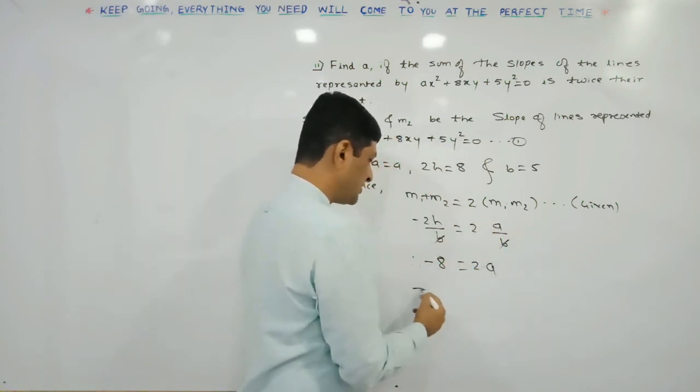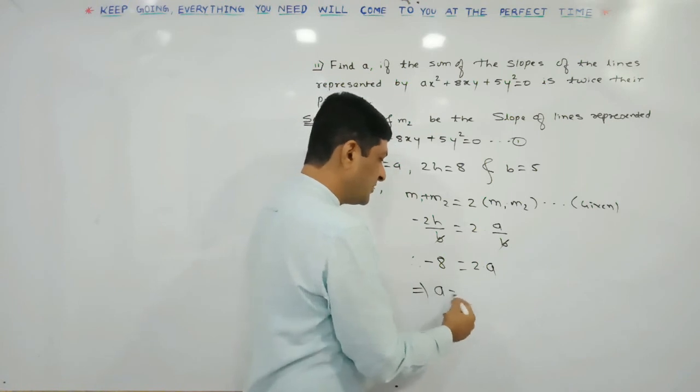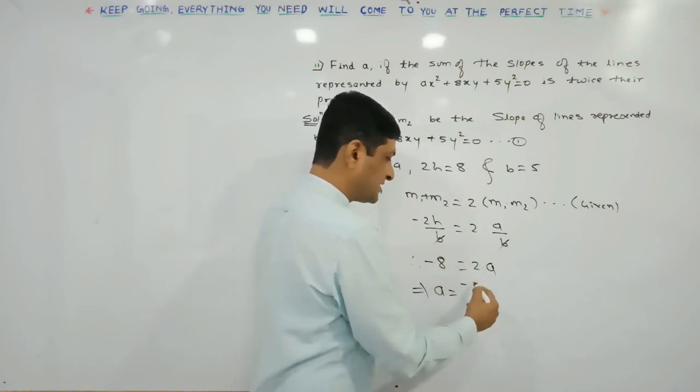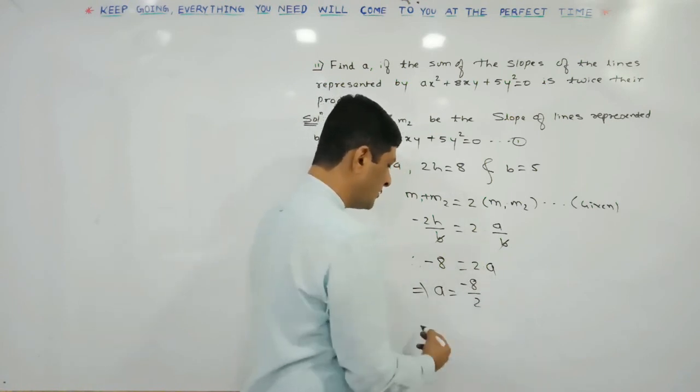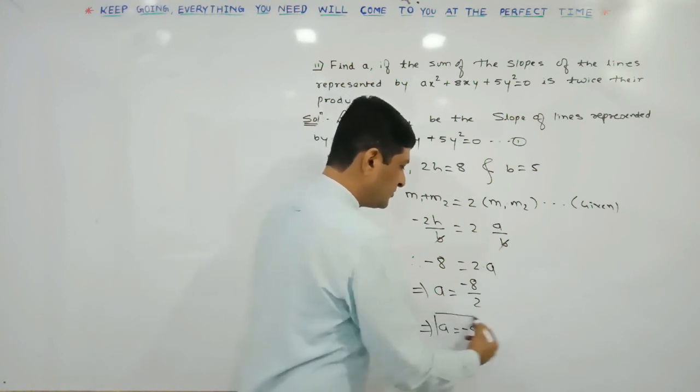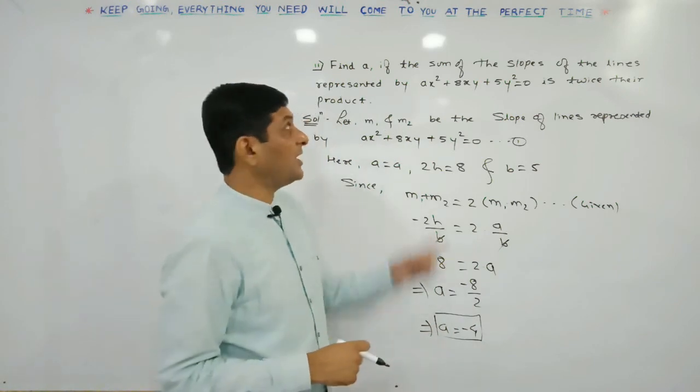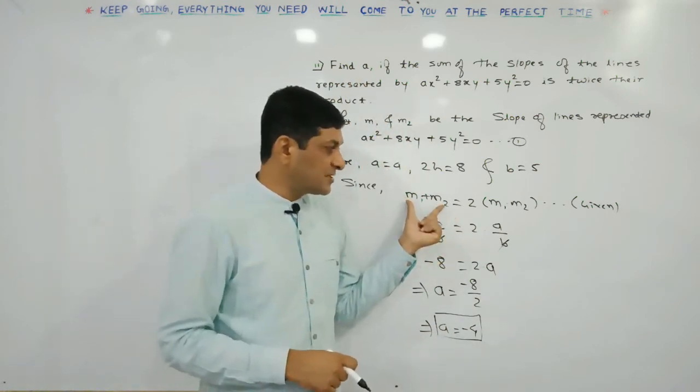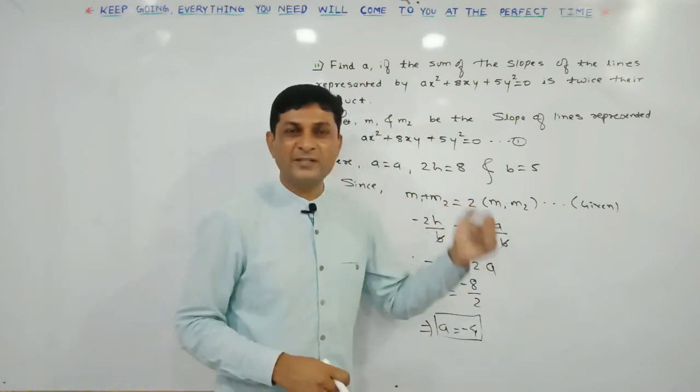a. So which implies that a will be equal to, 2 will get divided on this side, means minus 8 upon 2, implies that a is equal to what? Minus 4. In this way we have got our required value a using the condition that sum of the slope is equal to what? Twice their product.